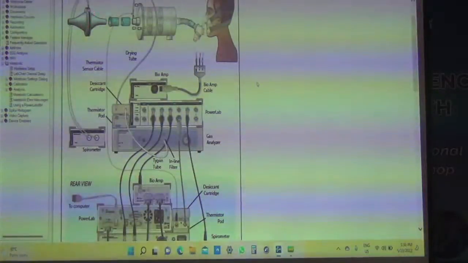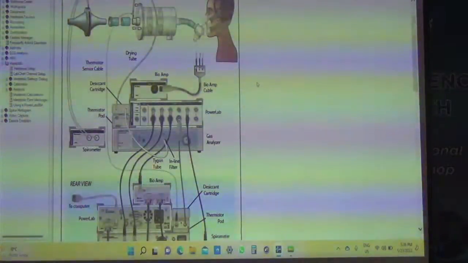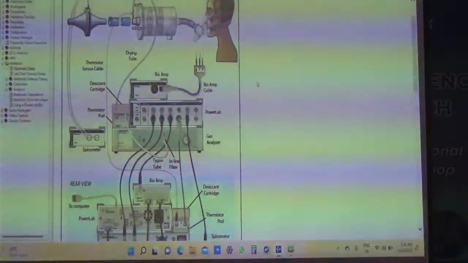Then there is a spirometer. I think we have seen it in the session. This is measuring the tidal volume, how much is basically coming out of the subject, right? So the volume measurement will actually happen here.